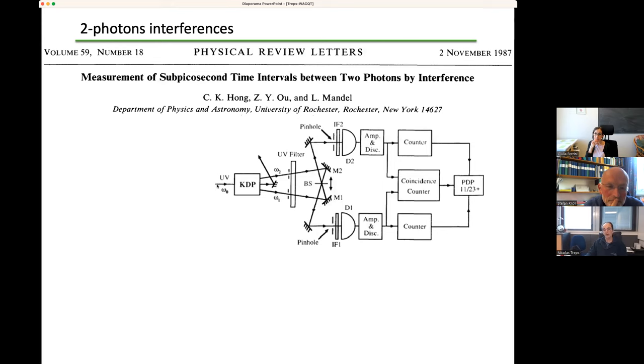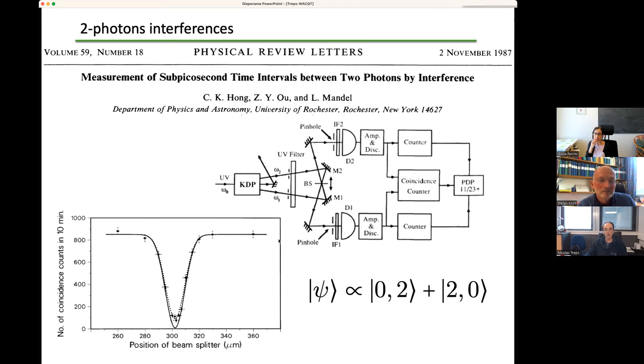You take a laser beam that generates two photons, one up and one down, and you make them interfere on the beam splitter. And what you know is that if you look at the coincidence between the two detectors, when the beam splitter is exactly in the middle, and you look at this coincidence curve, you have no coincidence anymore. So you never have one photon on top and one photon on the bottom. Which means that when the beam splitter is in the middle, you have the two photons either on top or on the bottom.